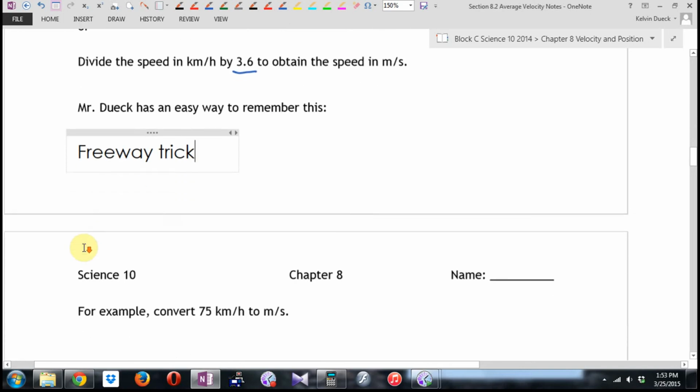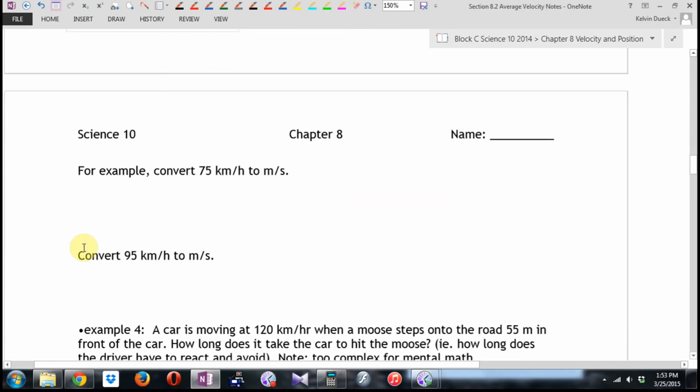Let's start applying this. 75 kilometers per hour is how many meters per second? It's going to be 75 divided by 3.6. Can you do that on your calculator, please? Do that one in your head, Mr. Dueck. Okay, maybe. It's going to be 25 divided by 1.2. It's going to be 12.5 divided by 0.6. It's going to be 250 divided by 6.